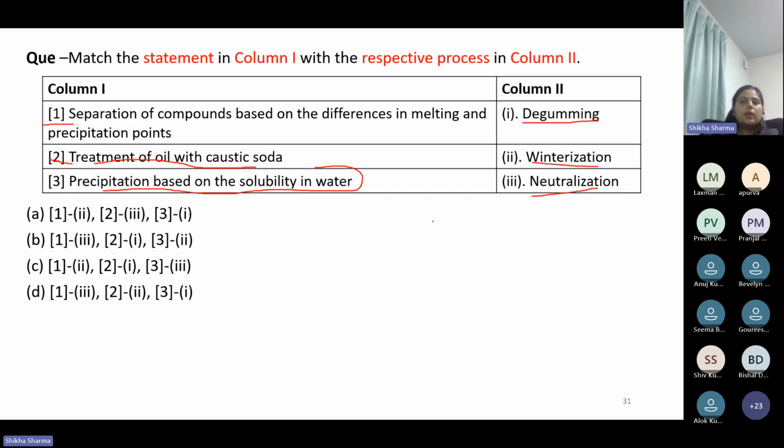Degumming, neutralization and winterization. Option A, ma'am.